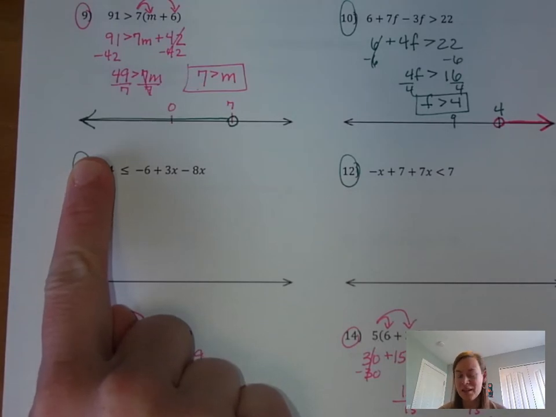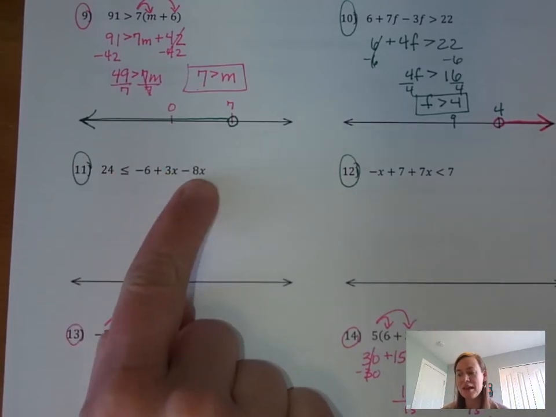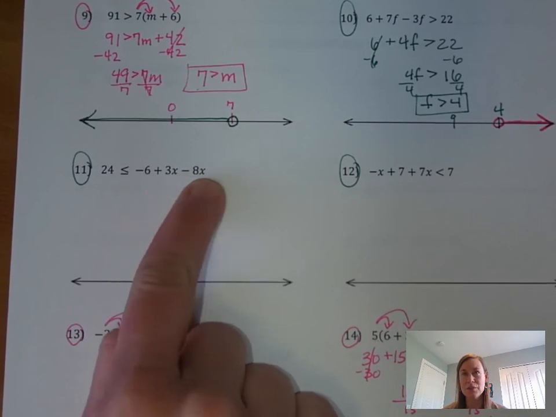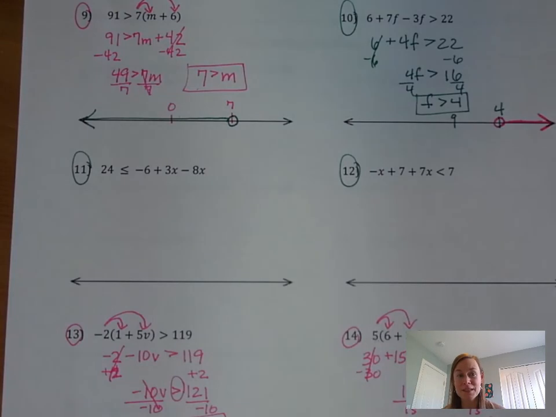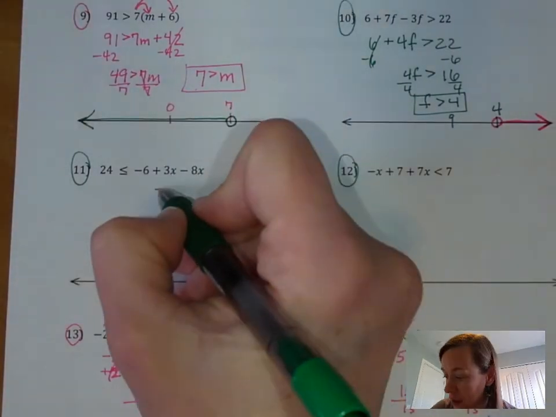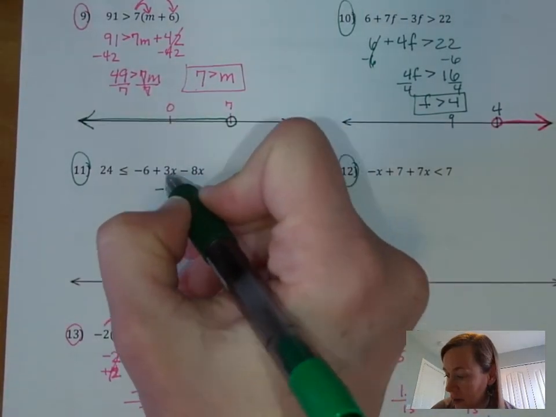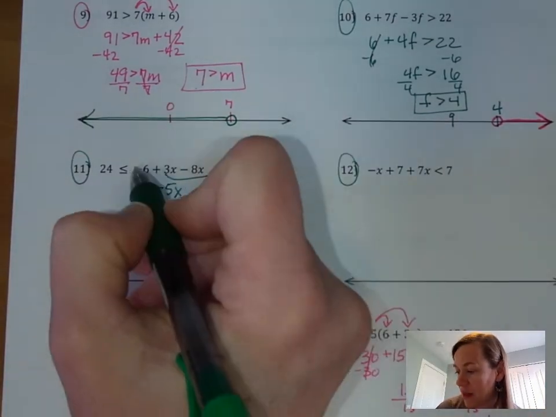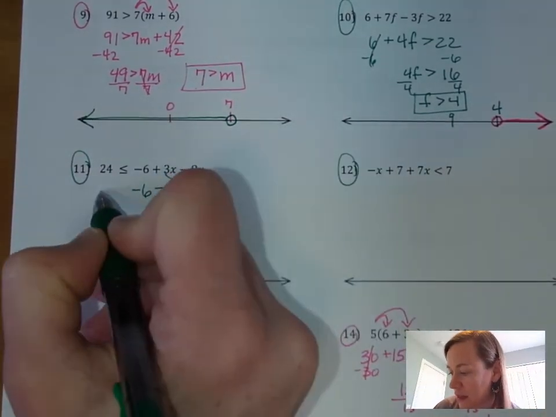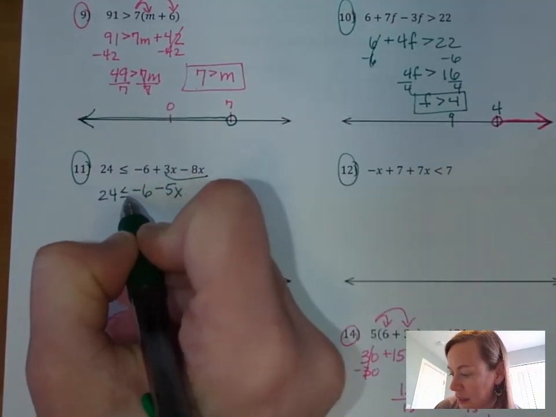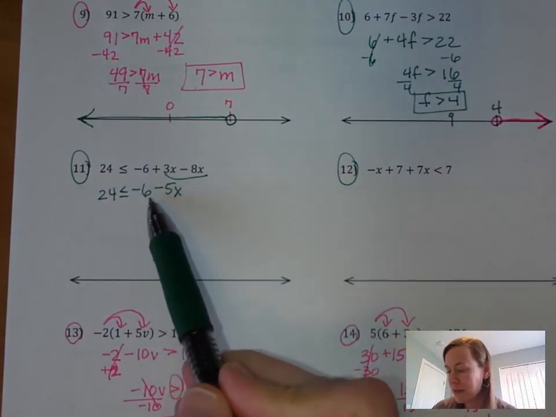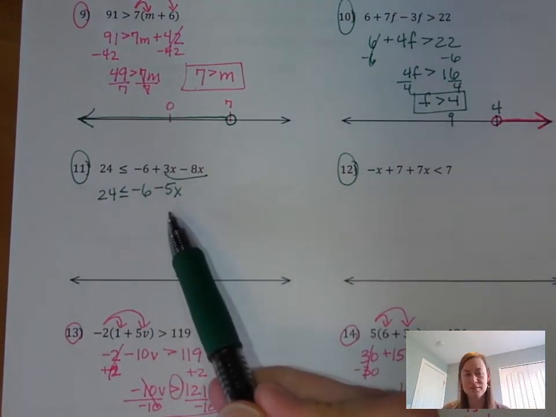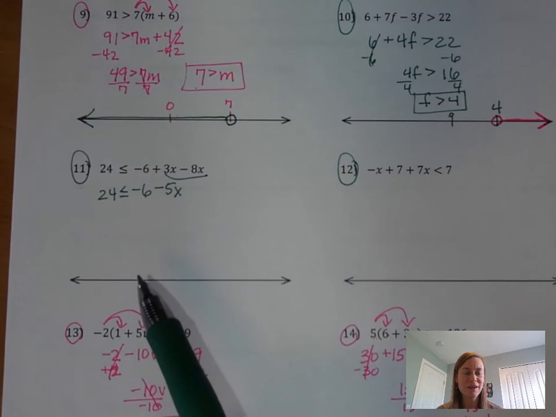Yes. Okay, if you have 3 x's and then you take away 8 x's, let's see, what is 3 minus 8? It's going to be negative 5, right? So we're going to have negative 5x here. These two became negative 5x. So let's just bring the rest of this down. 24 is less than or equal to negative 6 minus 5x. Okay, from here, all we do is solve.